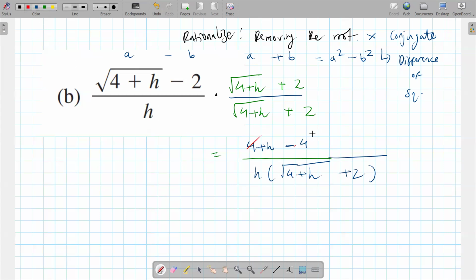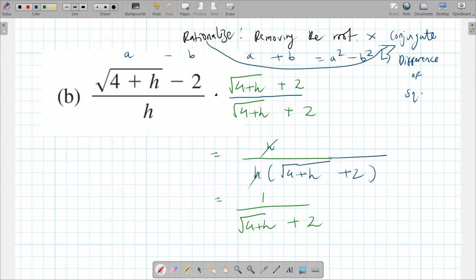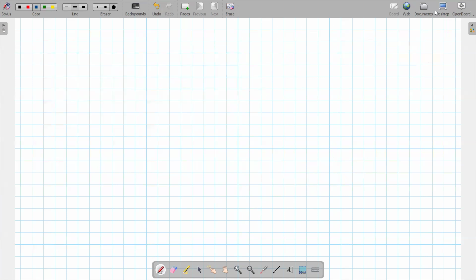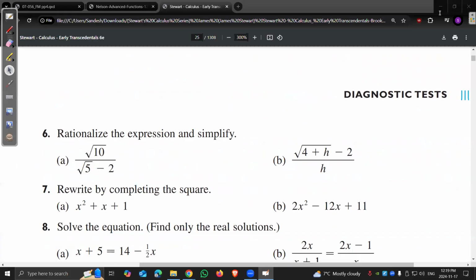This 4 cancels out with this 4. What about the h? Can we cancel the h? Yes. So the final answer here would be 1 over root of 4 plus h plus 2. Okay? That's it. So again, not that difficult. Just remember, rationalize means conjugate. Either it's going to be itself or it's going to be the same thing with the sign in the middle flipped. There's only two things for conjugate.